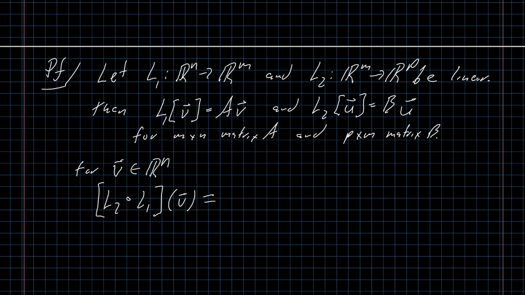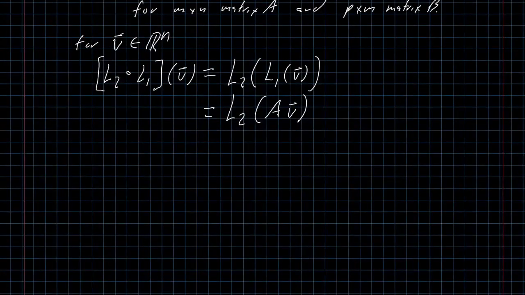Setting up this composition, as we saw with real variables, this is L2 evaluated at L1 of V. And of course, we know that L1 of V is A times V. And we know that L2 of something is B times that something.